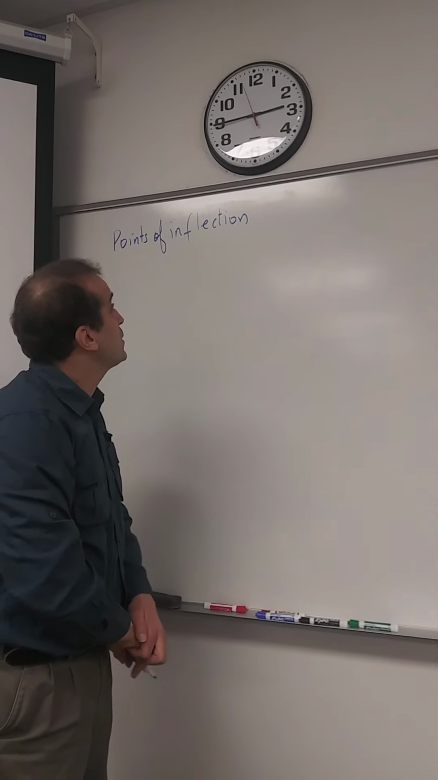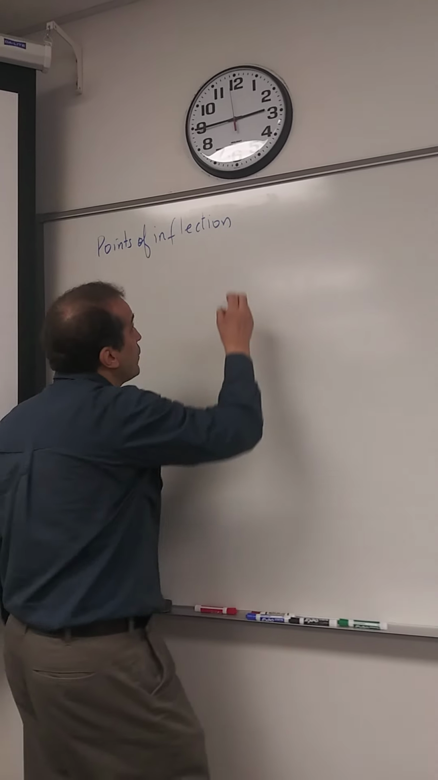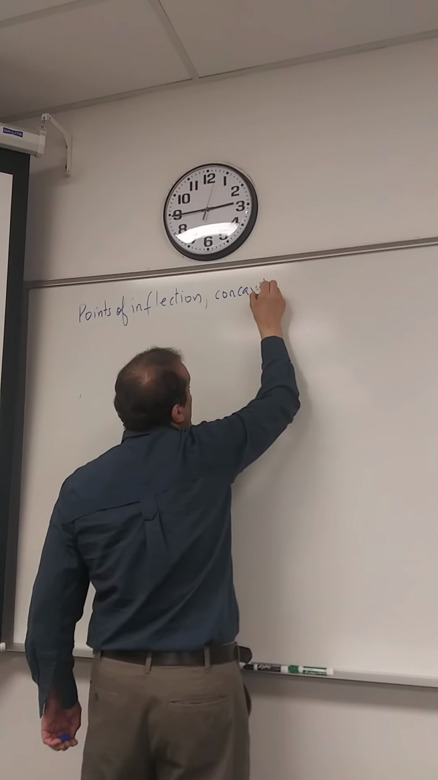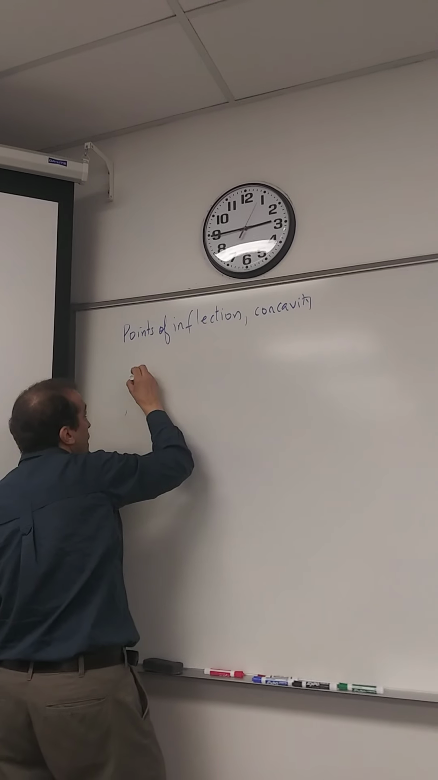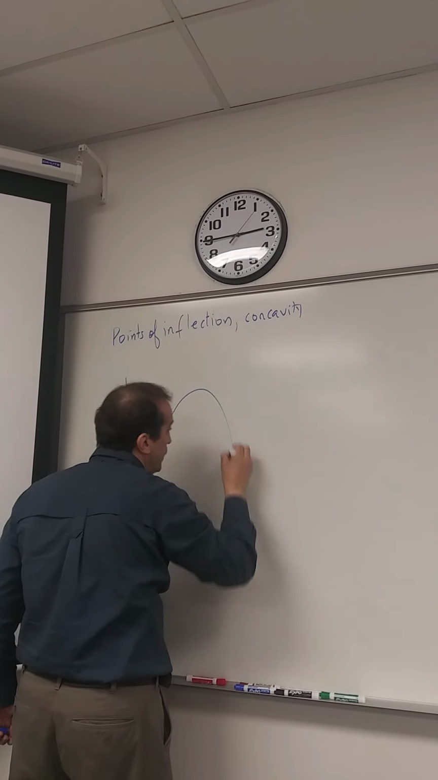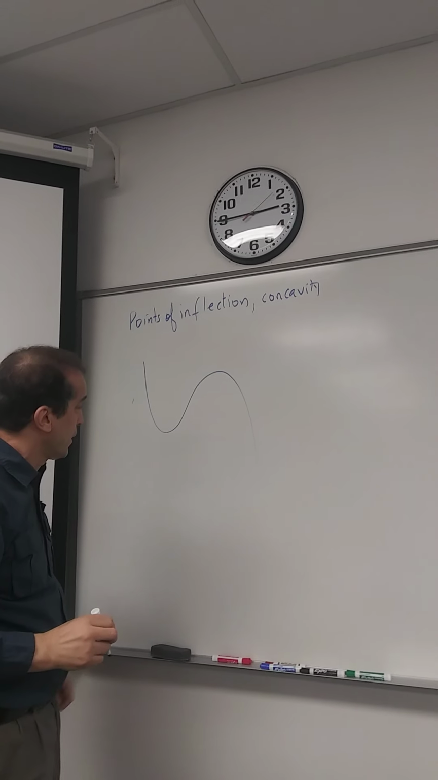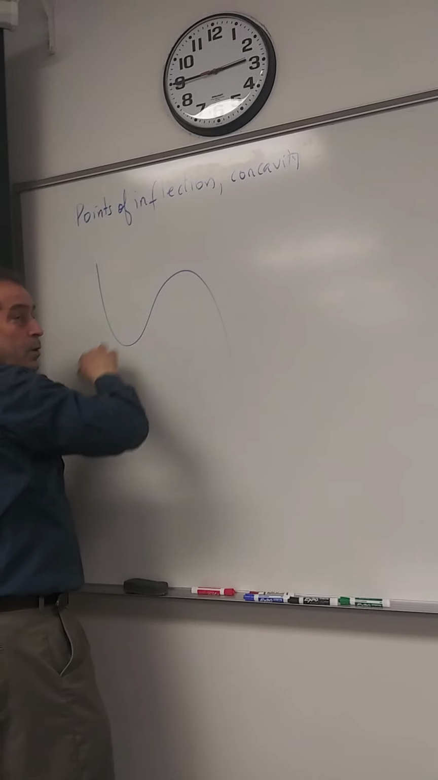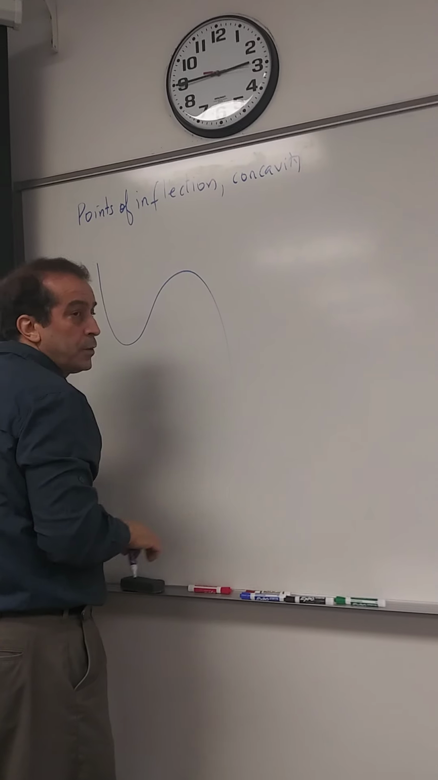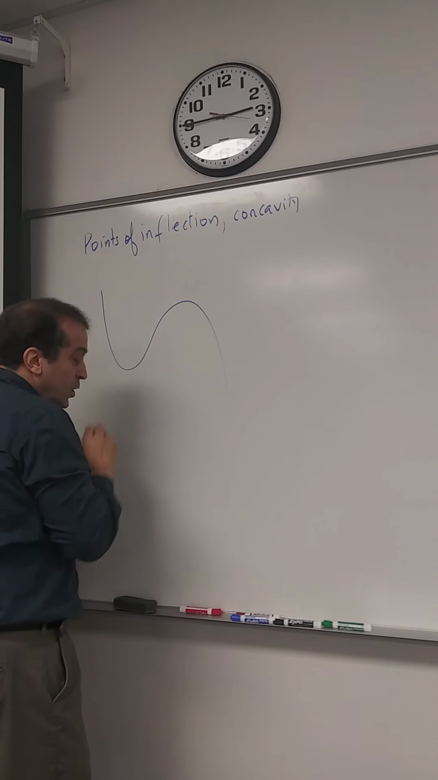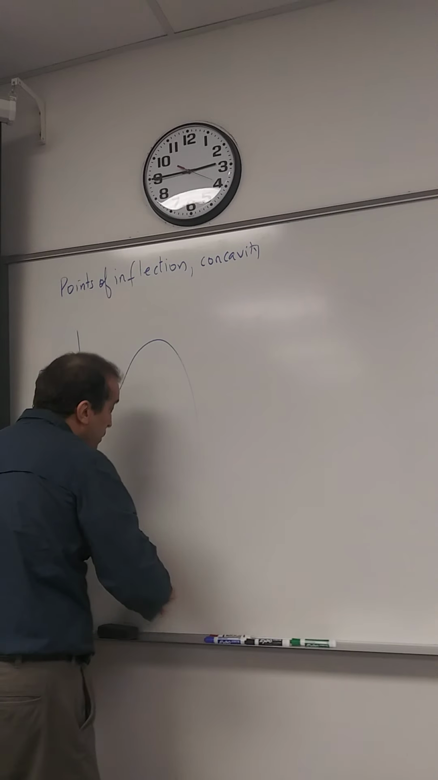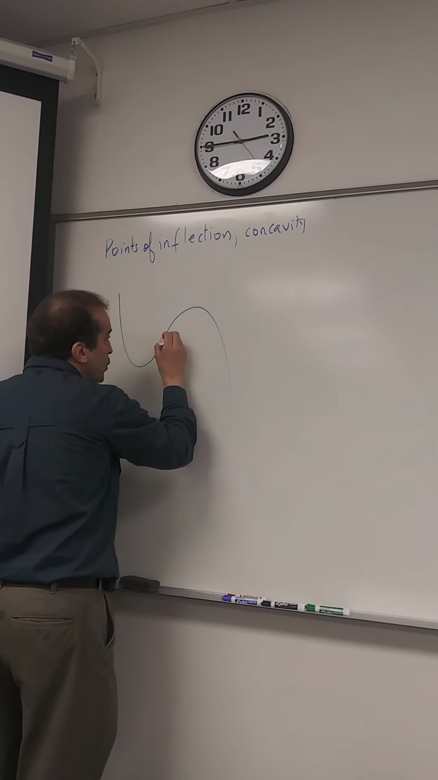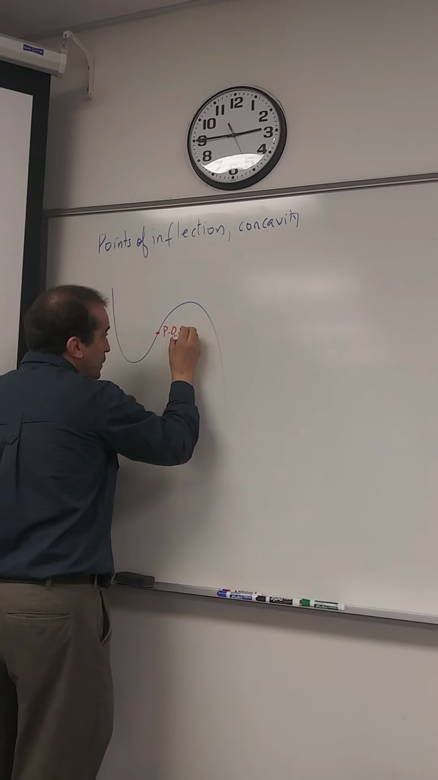Today, we're going to discuss points of inflection and concavity. Okay, let's take a graph of a function that looks like this. The graph is concave up on this side and then concave down on this side. And then the point at which the curvature changes from concave up to concave down, that point here is a special point. It's called a point of inflection, POI.